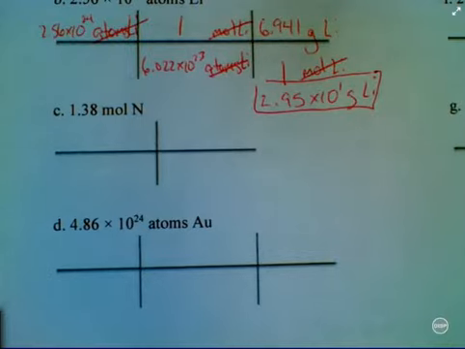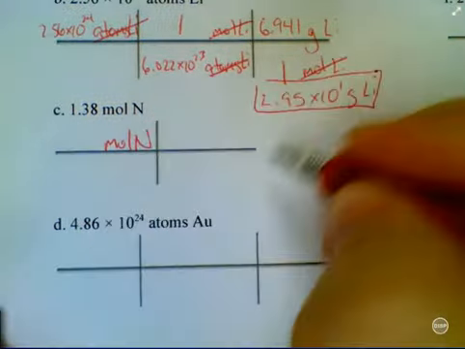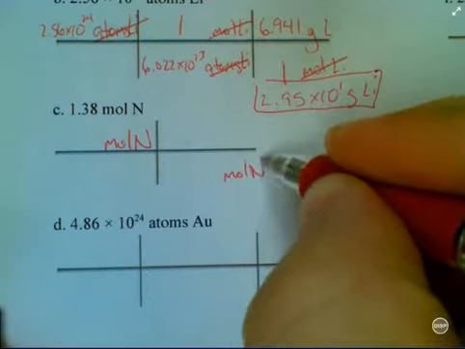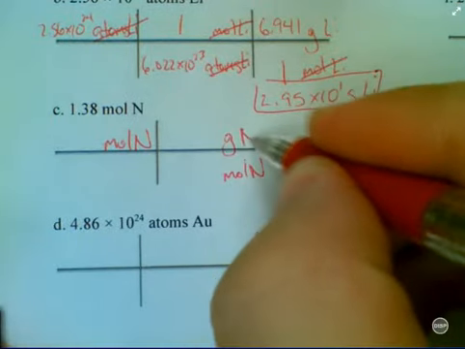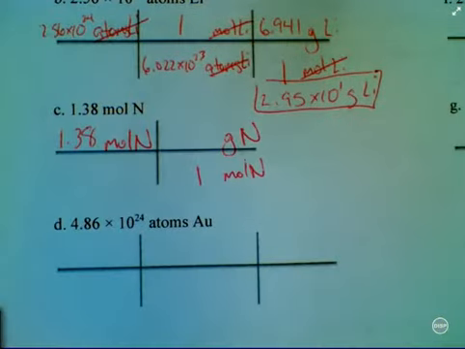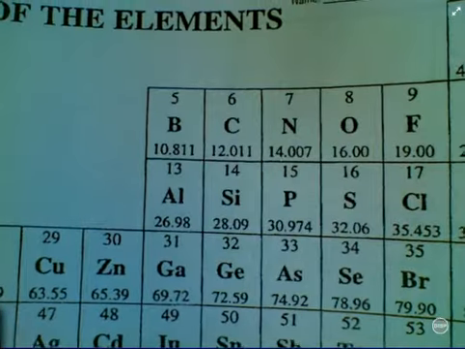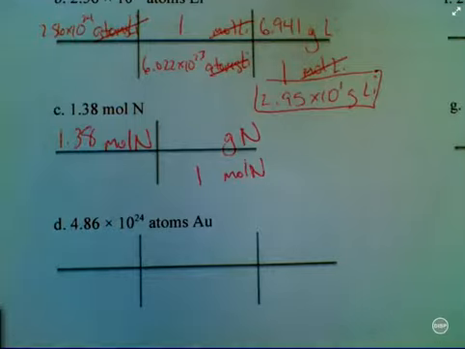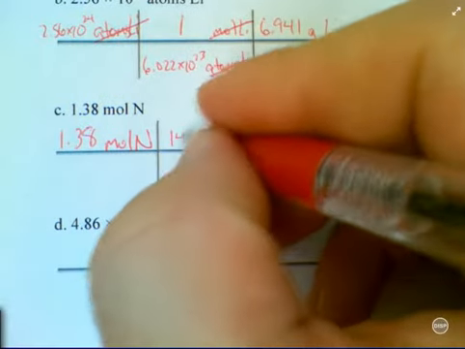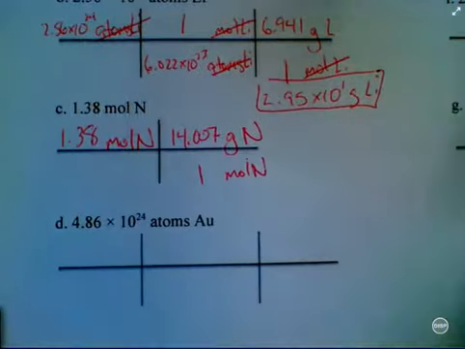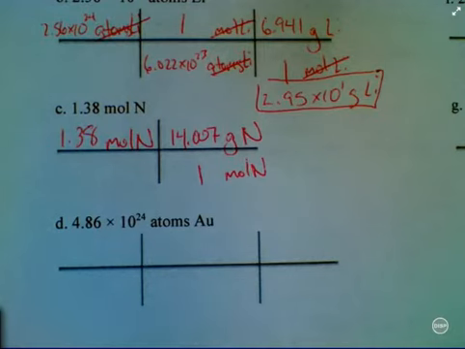C, 1.38 moles of nitrogen. I want to convert away from moles of nitrogen, so that's on the denominator. I want to go into grams of nitrogen, right? And so now, then I go back and fill in my numbers. For every 1 mole of nitrogen, 14.007 grams of nitrogen. And time to calculate.